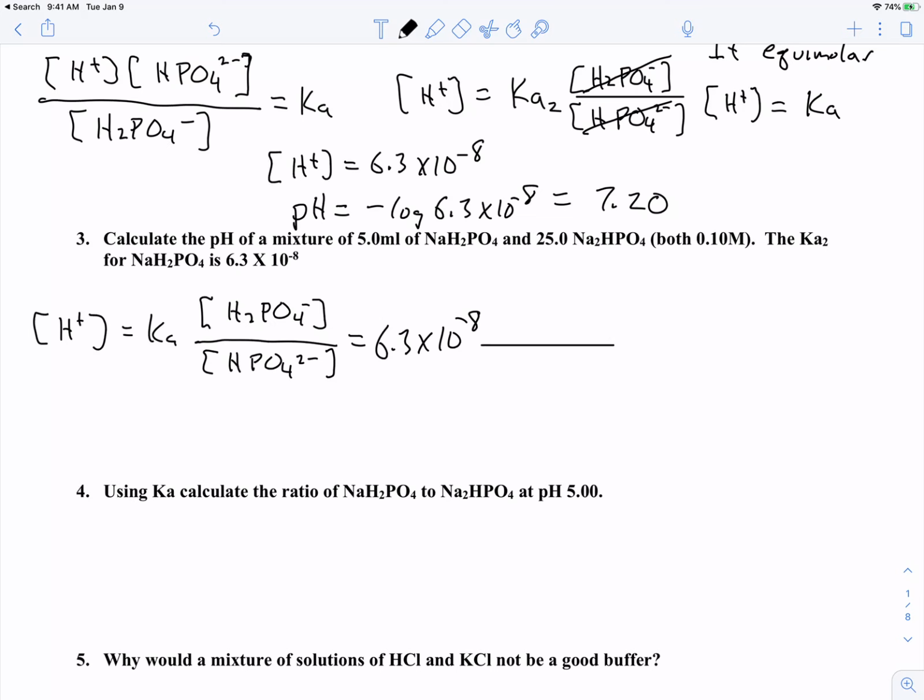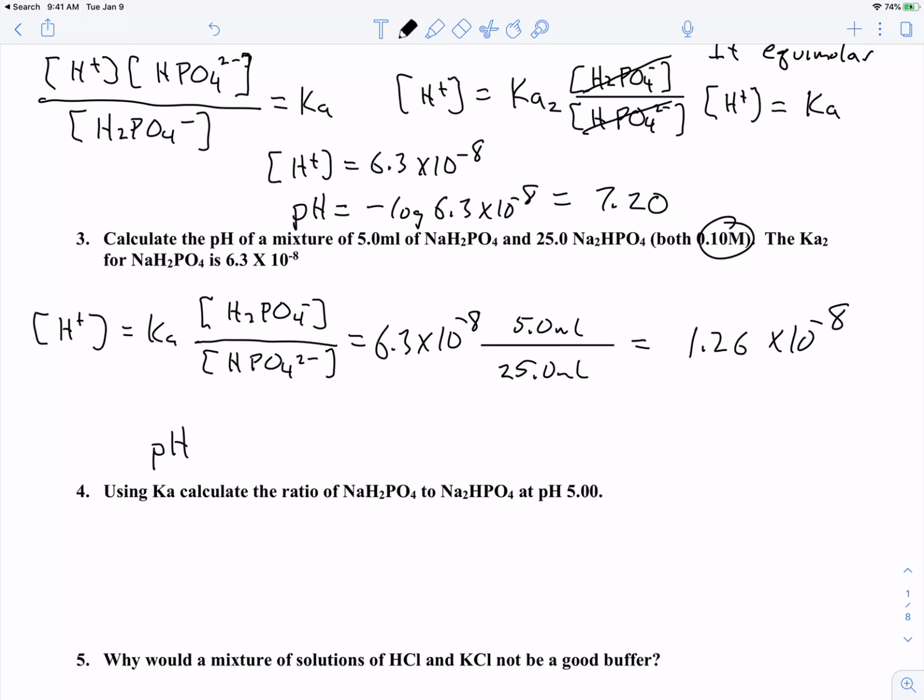Now, my ratio, it says here, is going to be 5 milliliters of my weak acid and 25 milliliters of my conjugate base. So they're the same molarity. So the mole ratio is going to be the same as the volume ratio here. So that's going to be 5.0 milliliters on top and 25.0 milliliters on the bottom. And of course, multiplying by Ka, we get 1.26 times 10 to the minus 8th.